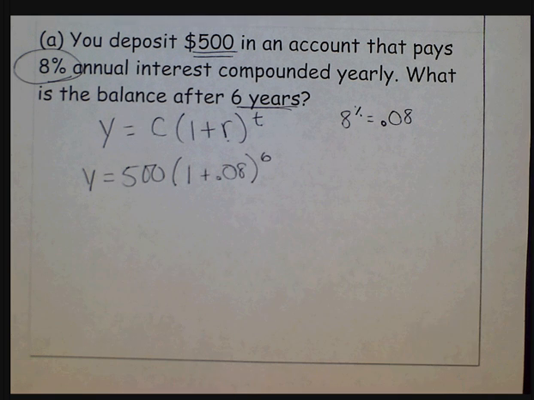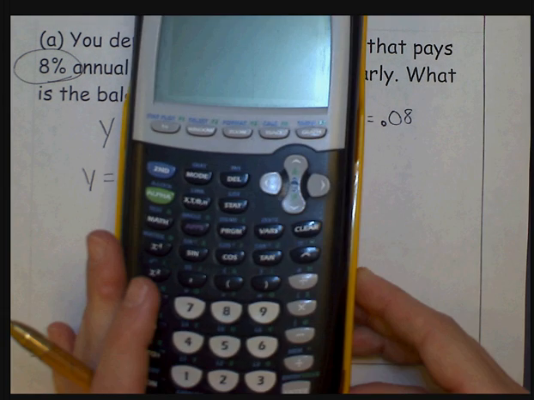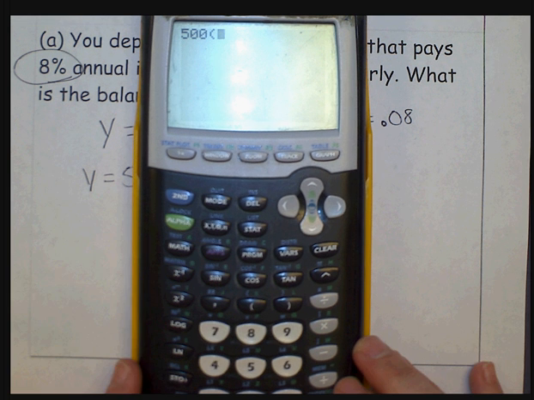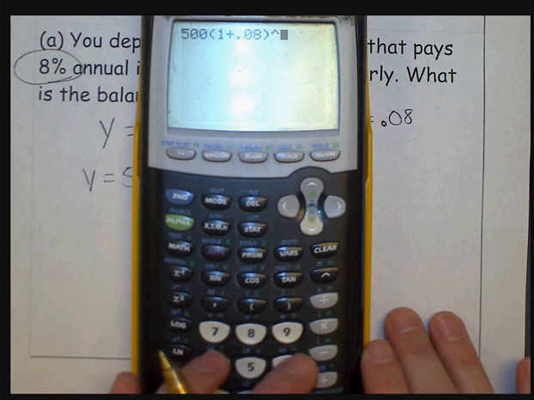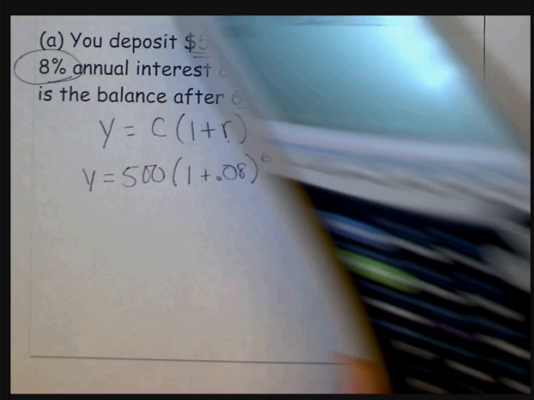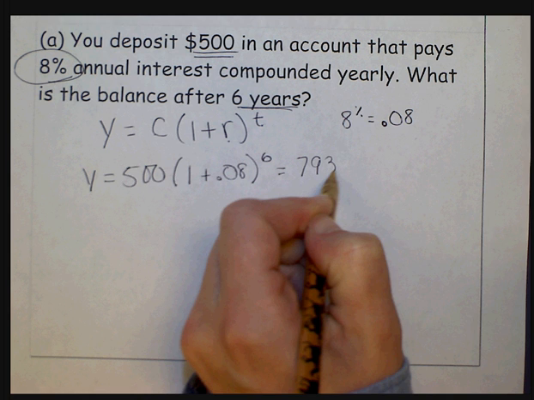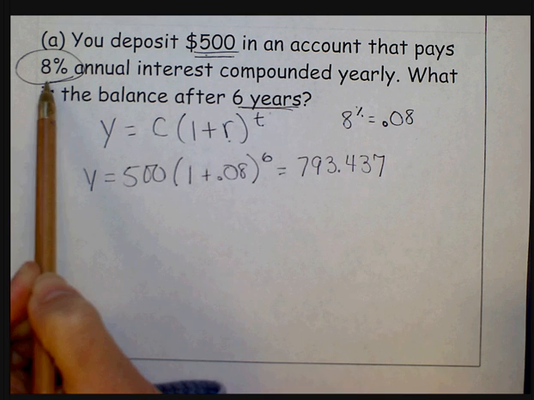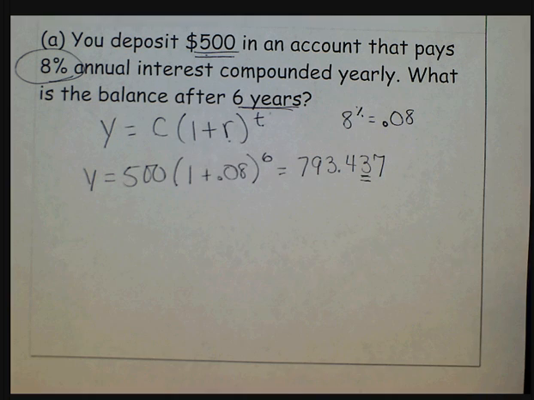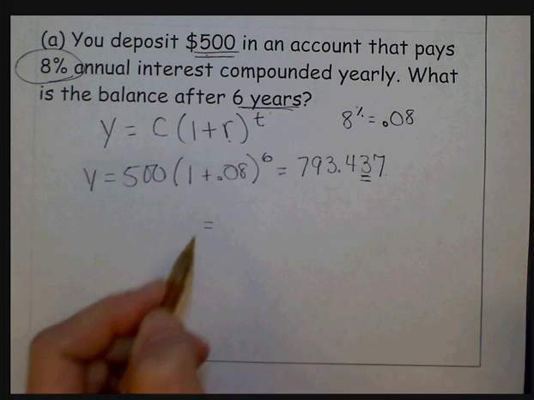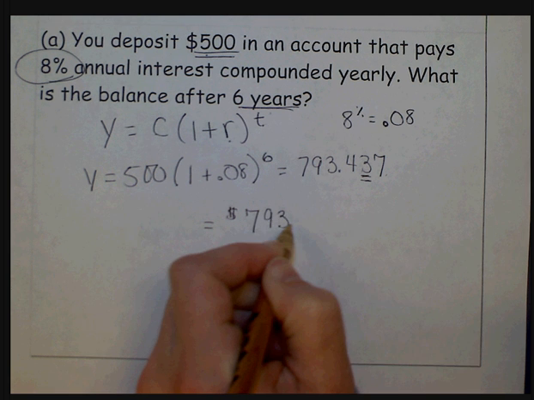Now to evaluate this, you'll use your calculator. I'm going to type in my 500 and then a parenthesis, 1 plus 0.08, close parenthesis, caret key to raise it to the power for 6 years. And you end up with 793.437. Now remember, we're talking about money. We want to know how much money is in our account after 6 years with our interest. So we're going to round this to the nearest cent. This 7 tells us to round up, so that 3 is going to become a 4. And so in your bank account after 6 years, you will have $793.44.